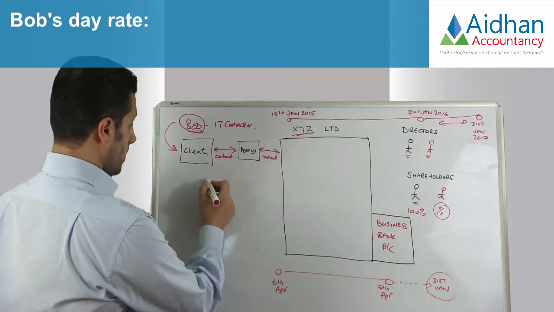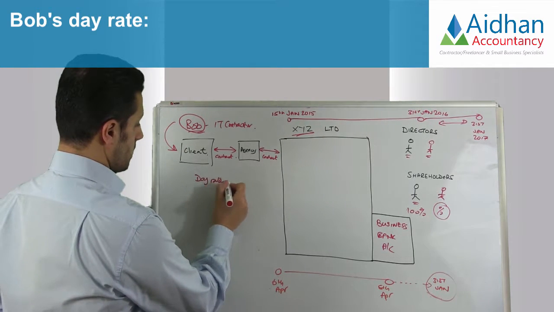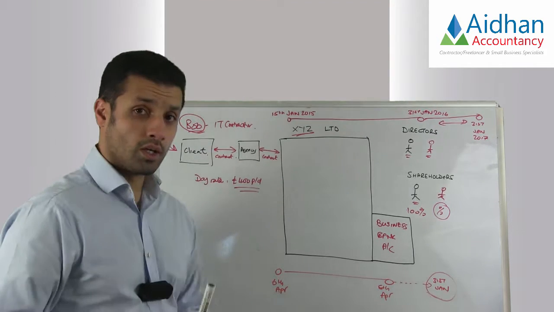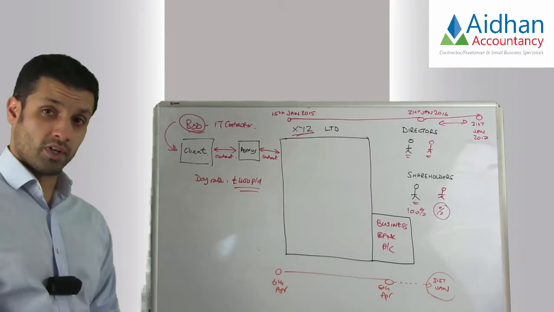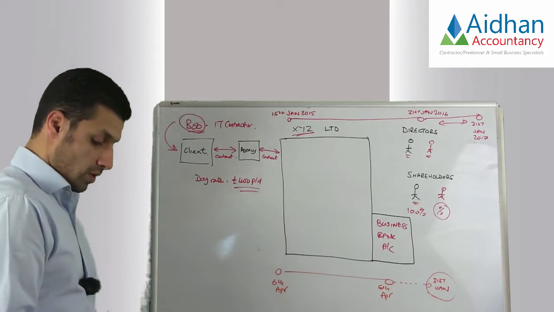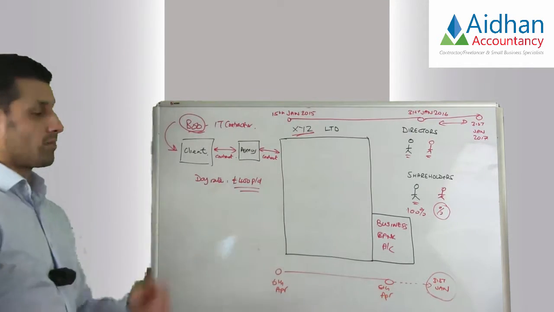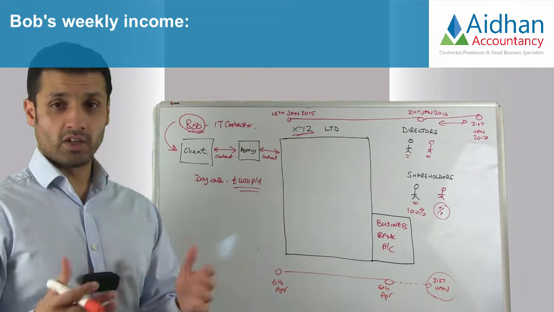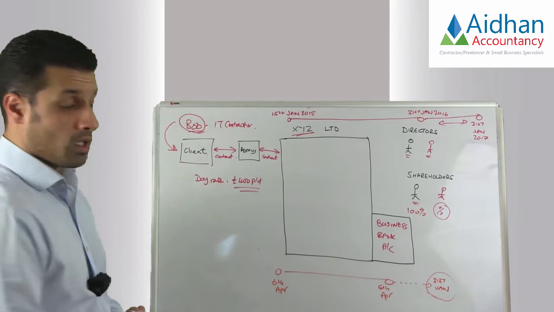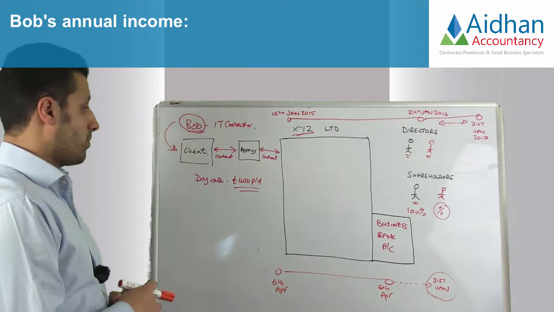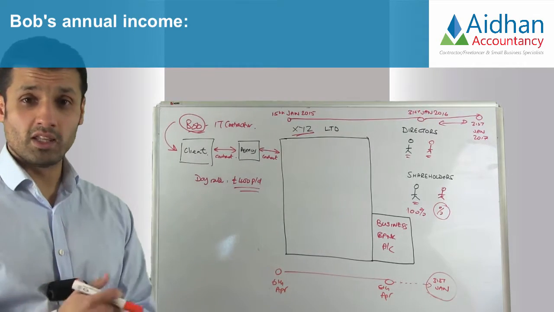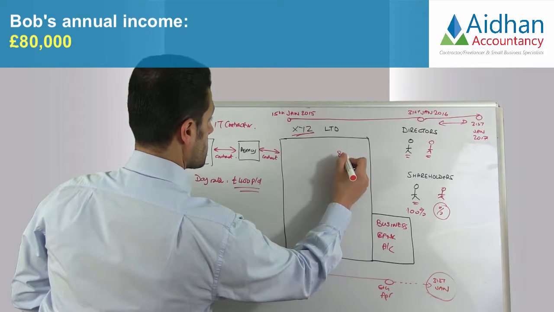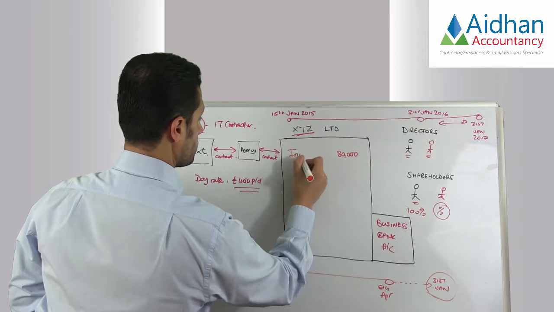Now let's imagine Bob is on a day rate, and we'll call that day rate £400 per day. At the moment we're going to ignore VAT, just to simplify the example. If he's on £400 a day, Bob's going to go into his client's premises or wherever he works from and provide his services. Assuming he works 5 days a week, that's £2,000 for the week. Let's assume he works 40 weeks in the year, which is fairly common. That gives us a figure of £80,000 of income.